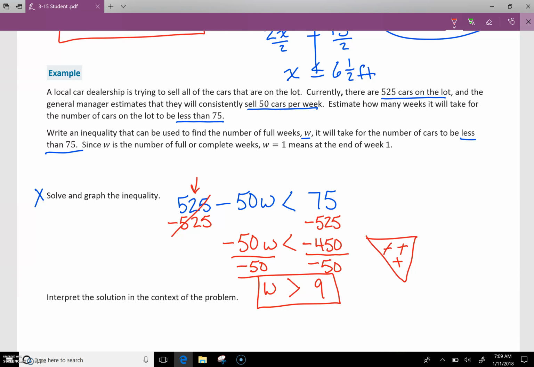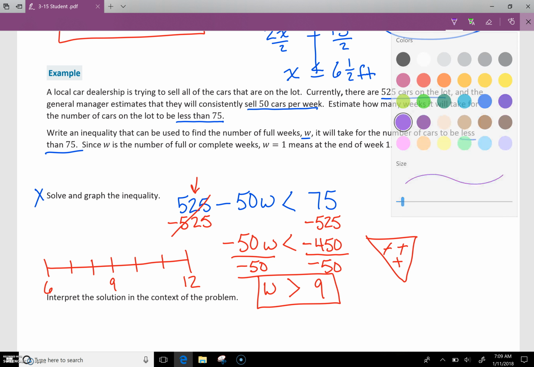They want us to graph that. So let's set up a number line. And with this number line, it doesn't really matter where you start, you just need to have 9 on it somewhere. So I'm going to put 9 right in the middle. 10, 11, let's go 12 here. This would be 8, 7, and 6.